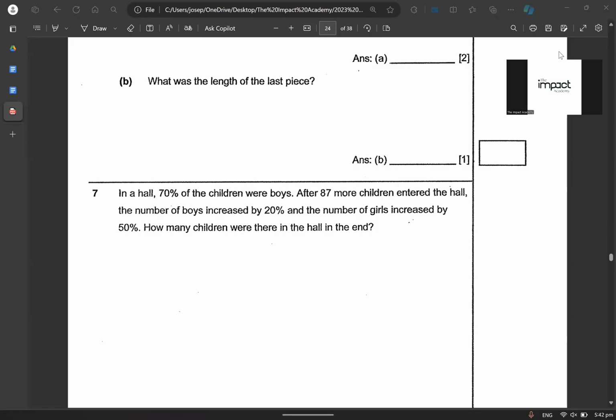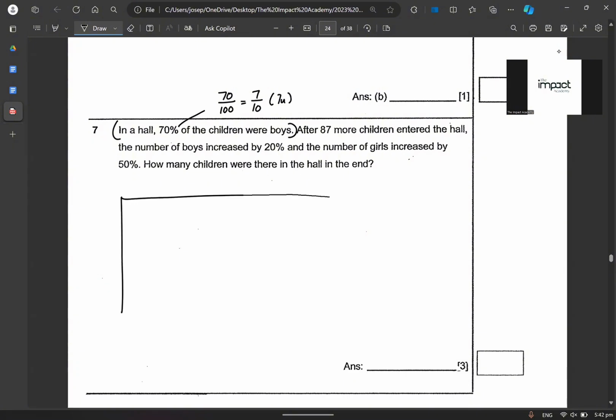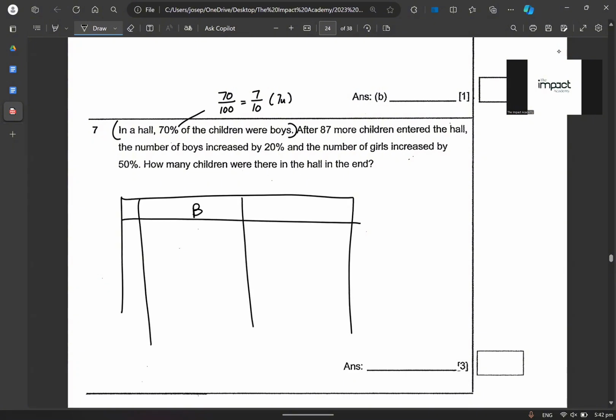Let's see. Okay. In a hall, 70% of the children were boys. So what do I have to do to 70%? You have to change to 70 over 100. Reduce that to 7 over 10. You understand? Okay, so don't need to worry, because this is just what we call before and after, correct or not? And this is under percentage, okay?